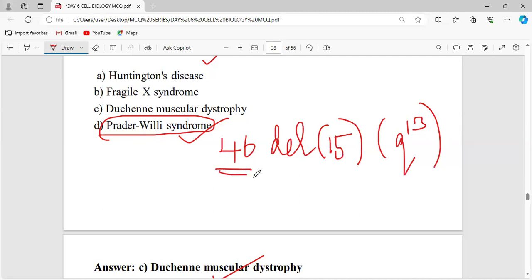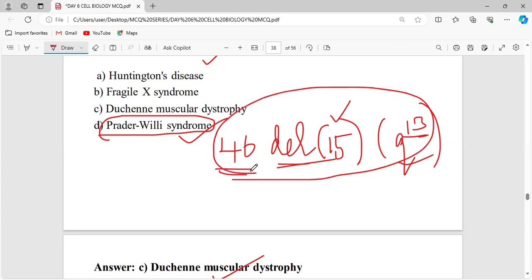We have 46 chromosomes, and in the 15th chromosome, particularly the long arm at the 13th region, we can find the deletion. This condition results in the Prader-Willi syndrome. Clear? Kindly make a note of it. We have 46 chromosomes, and what is the type of chromosomal aberration? Deletion in the 15th chromosome in the region of the long arm at the 13th region. This is why the condition results in the Prader-Willi syndrome.